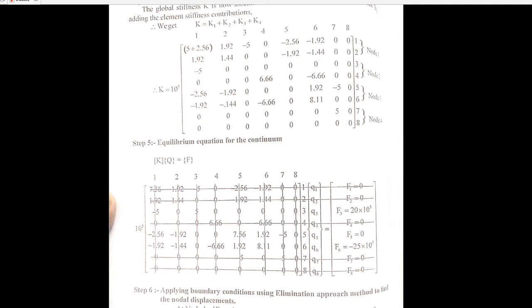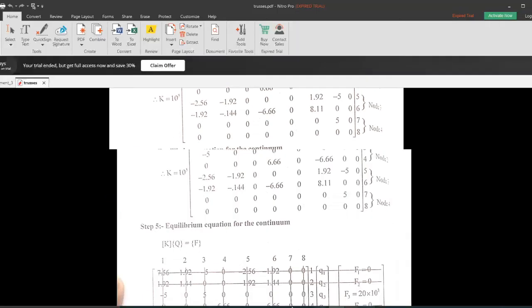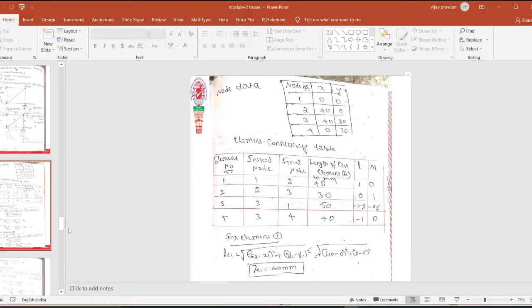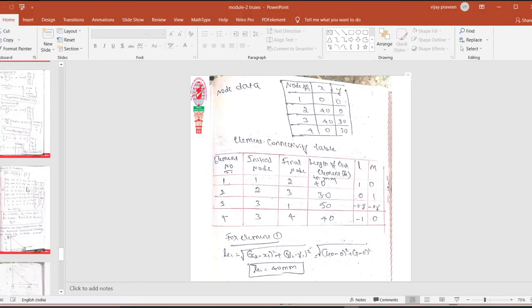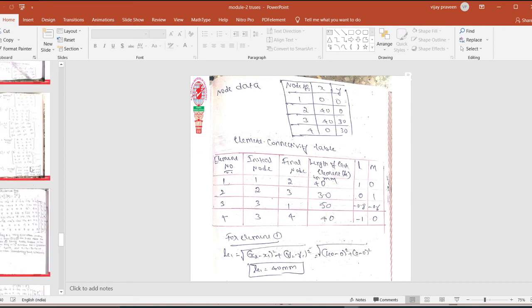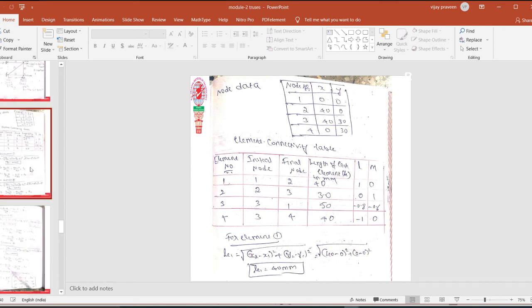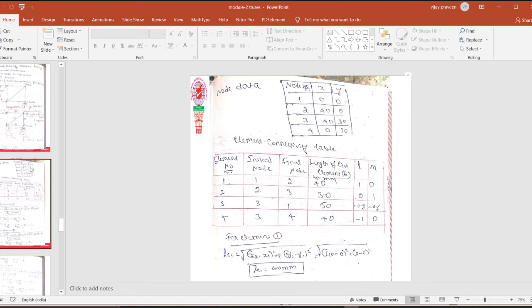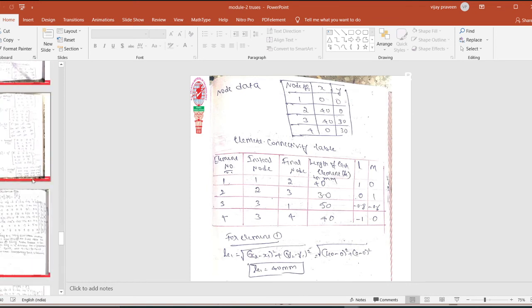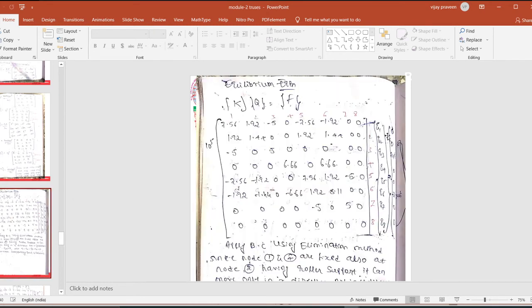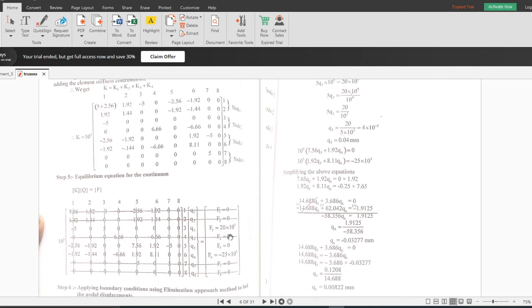Write down the global force vector, all of you. I have written it here. So the global force vector is 0 0 0 0 0, minus 25 into 10 raised to 3, plus 20 into 10 raised to 3, 0 0. And the global displacements are q1, q2, q3, q4, q5, q6, q7, q8. Got it?